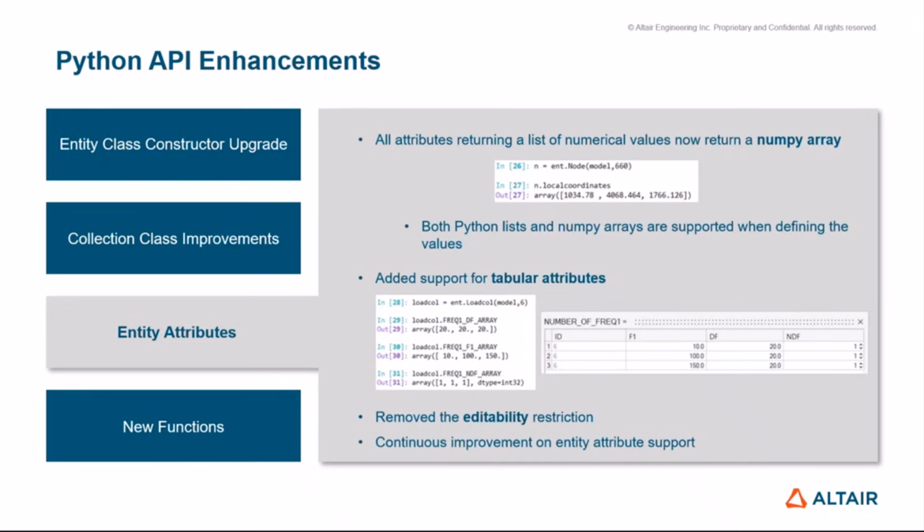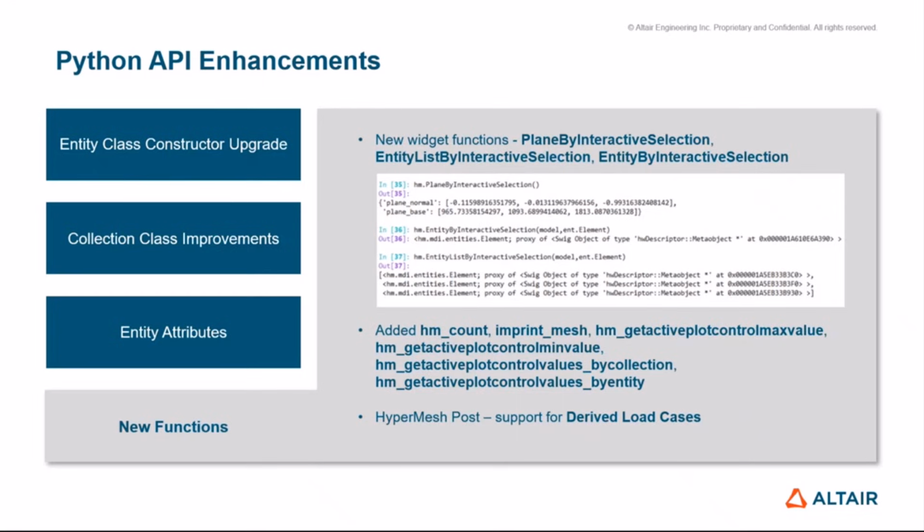And let me close this section by mentioning that we've also pushed for some new functions in this release. We introduced 3 new widgets: plane by interactive selection, entity list by interactive selection, and entity by interactive selection. All 3 of them can be used to interactively prompt the user to provide certain information. Plane by interactive selection is the little tripod, a manipulator widget that allows the user to specify a plane or a direction, and it returns a dictionary, a plane normal and plane base. Entity by interactive selection forces the user to specify a single entity and returns a single entity object, and the entity list returns a list of specified entity objects in the selected order, which is important for certain functions where you generate, for example, a geometrical line from a list of nodes, or you're generating surfaces from a list of entities where the order matters.